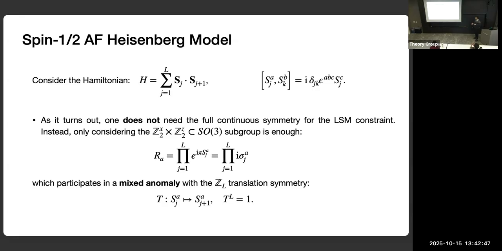Actually, I will not even focus on the entire SO(3) spin rotation symmetry. I'll only focus on some subgroup, the abelian Z2 times Z2 subgroup of SO(3) spin rotation, which is realized by just pi rotations around the X, Y, and Z axes. It turns out that to get the LSM constraint, you don't need the full continuous symmetry group. Instead, you can just focus on this discrete subgroup. And the interpretation is that this discrete subgroup participates in a mixed anomaly with the translation symmetry, which is realized as just an ordinary shift of the spin degrees of freedom.